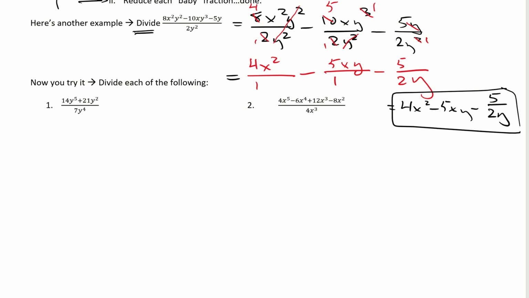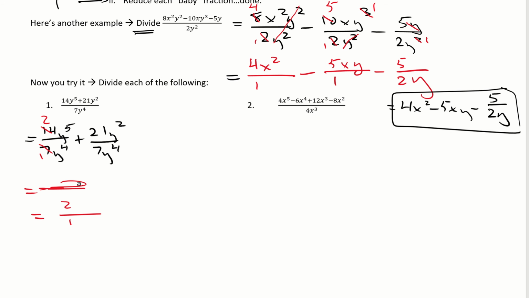So what you should have done is written this as 14y^5 over 7y^4. I think I took these out of the book. 21y^2 over 7y^4. And we cancel. Now we write equals. Sometimes that happens, I push something. Okay, so a line. 14 and 7, that's 2 over 1. So we write 2 over 1.